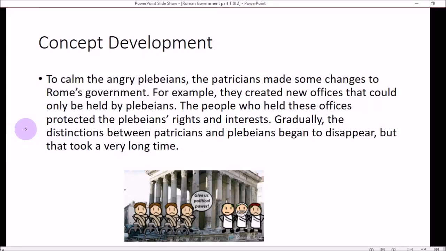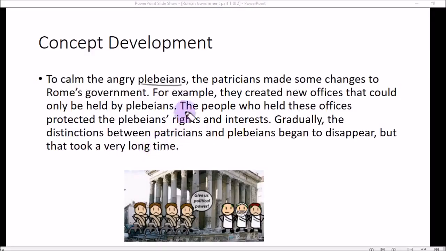All right, so here we go with our new stuff, concept development. To calm the angry plebeians, the patricians made some changes to Rome's government. For example, they created new offices that could only be held by plebeians. The people who held these offices protected the plebeians' rights and interests. Gradually, the distinctions between patricians and plebeians began to disappear, but that took a very long time.